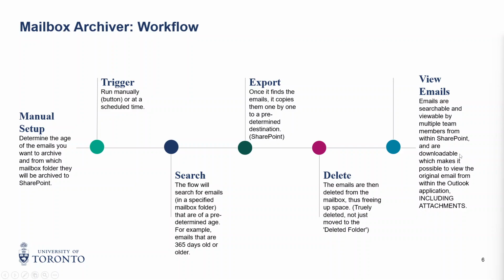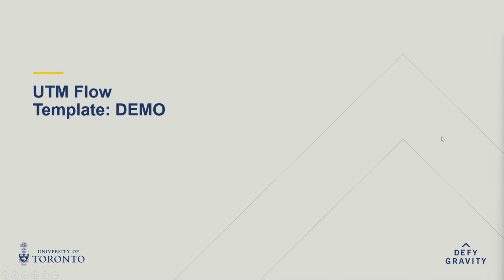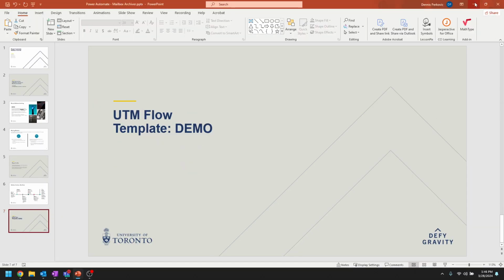So it's possible to, if you made a mistake in something you didn't want it to actually be archived, you can actually restore it back into Outlook if you download the email, and you can open it within Outlook again. And all emails that are exported include attachments as well, and that's all viewable. And that's it. Let's see it.